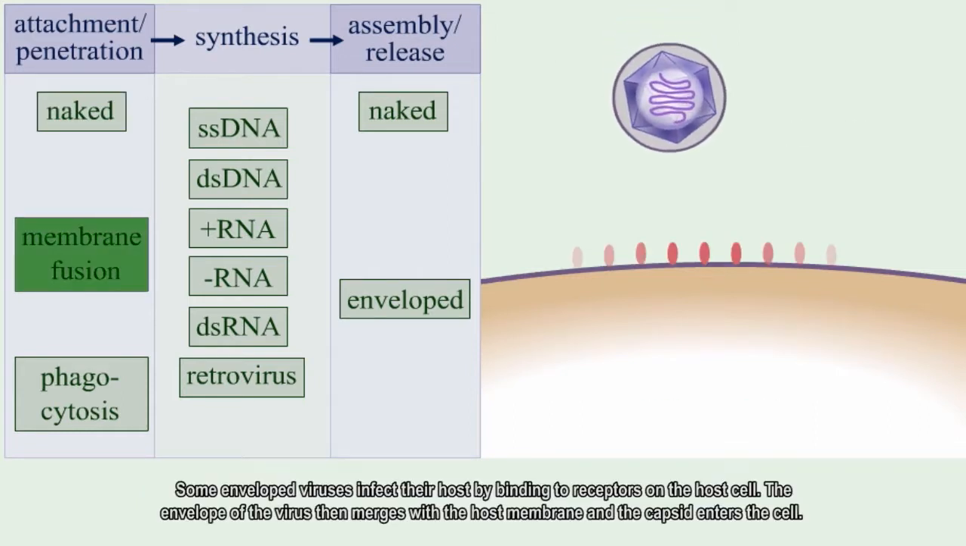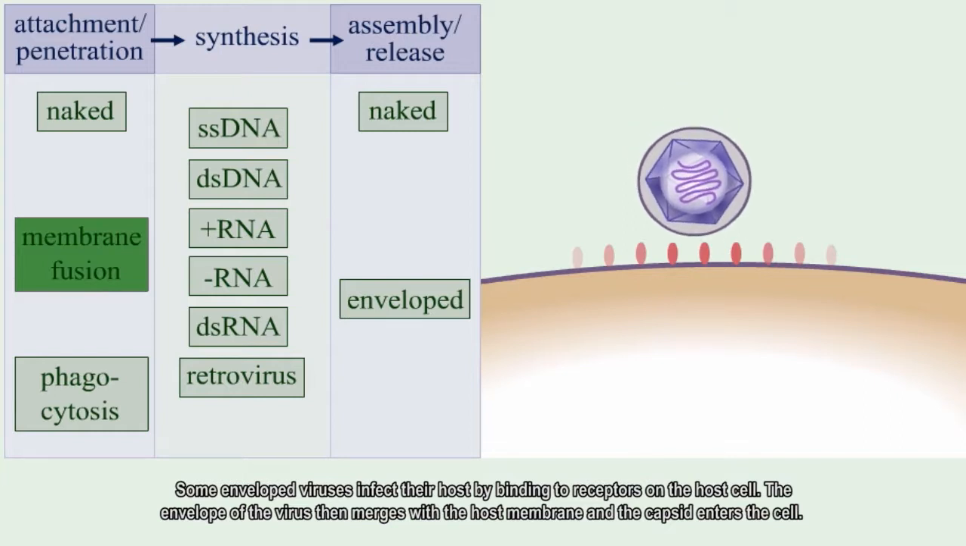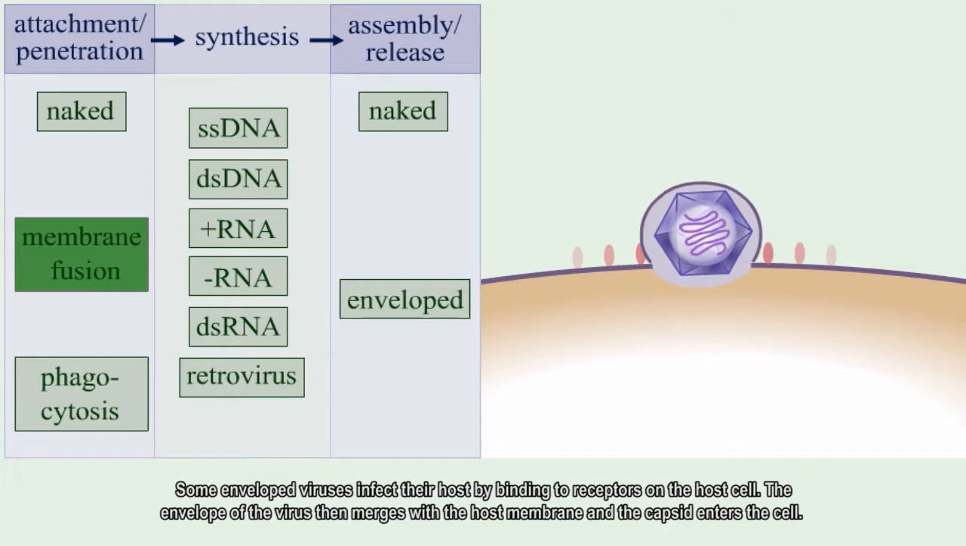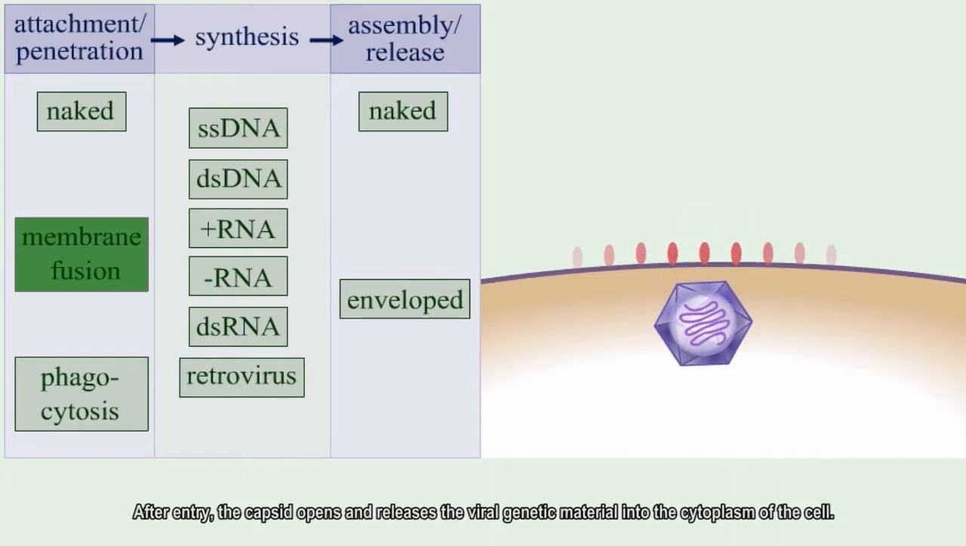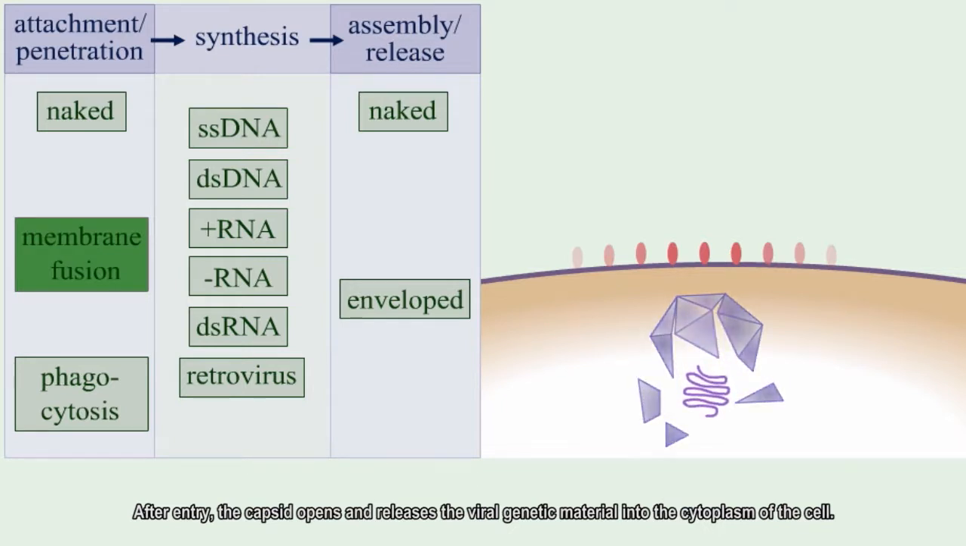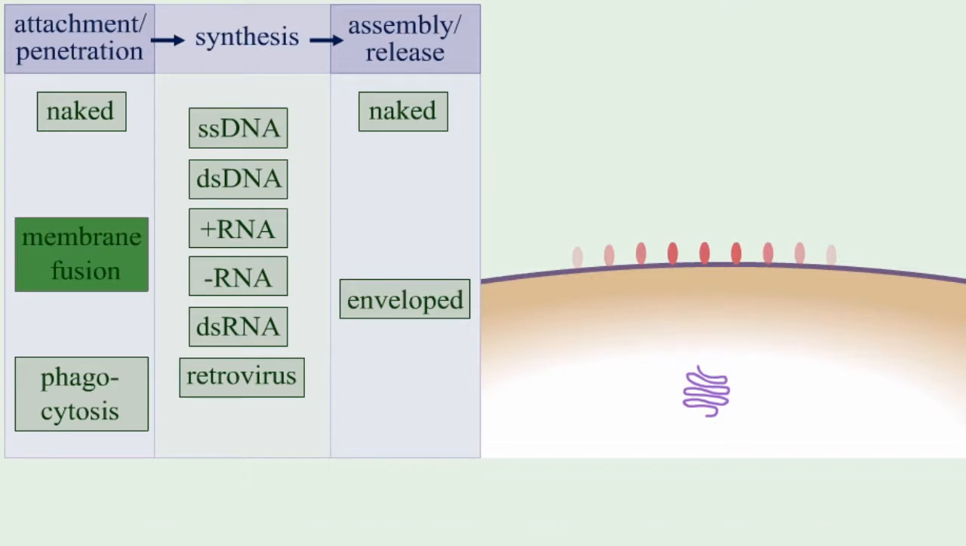Some enveloped viruses infect their host by binding to receptors on the host cell. The envelope of the virus then merges with the host membrane and the capsid enters the cell. After entry, the capsid opens and releases the viral genetic material into the cytoplasm of the cell.